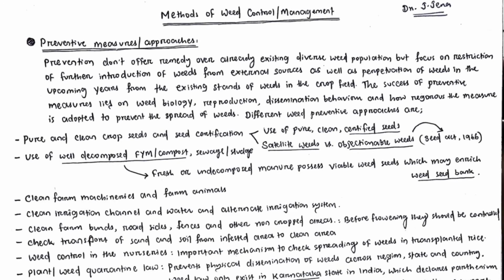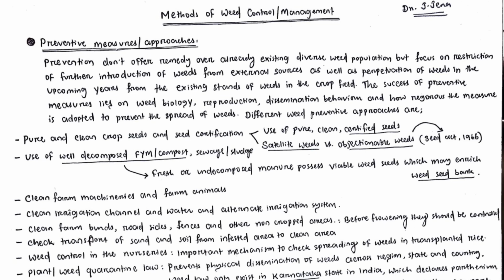So in the previous lecture we have already covered the principle and concept of weed management. Now in the concept section we have already covered there are different types of concepts of weed management. One is preventive approach, then management approach, control approach, then eradication approach. These four types of approach were there.